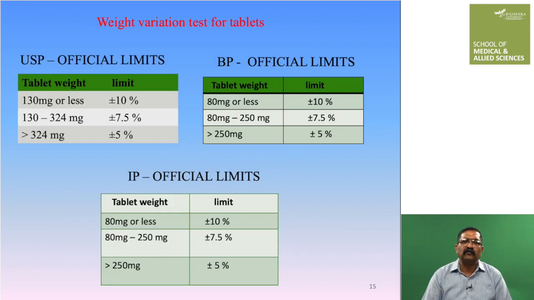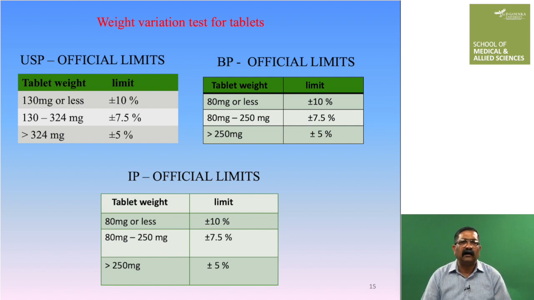Now, let us talk about official limits of weight variation for tablets. First of all, the United States Pharmacopoeia official limits are for different tablets. If the weight of the tablet is 130 milligram or less, the limit is plus minus 10%. If the weight is 130 to 324 milligram, it is plus minus 7.5%. And if the weight is more than 324 milligram, it is plus minus 5%.